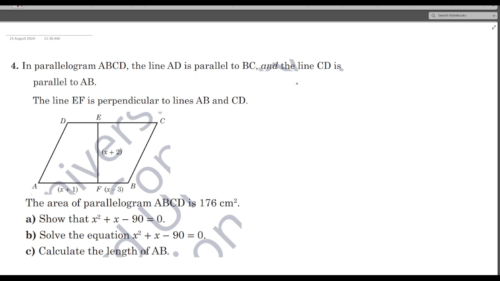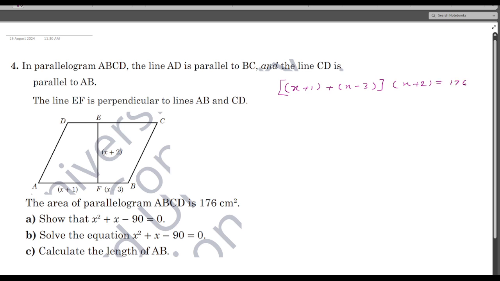So, your base is given as x plus 1 plus x minus 3, and your height is given as x plus 2. So the product of these two is 176. Now x plus 1 plus x minus 3 will give you 2x.